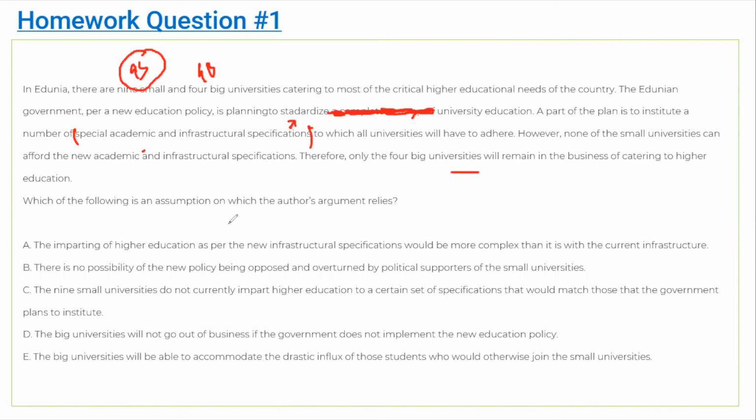Which of the following is an assumption on which the author's argument relies? A: The imparting of higher education as per the new infrastructure specifications would be more complex than it is with current infrastructure. I mean, the education could be complex, that's fine, but how is it telling us anything about the fact that the small guys will not be able to keep up, and that they will be run out of business, and only the 4 big guys will stay in business? The education getting complex is bad for the students. I feel bad for them, but it doesn't tell us whether the small ones will go out of business and the 4 big ones will stay. So therefore, this is irrelevant, goes out.